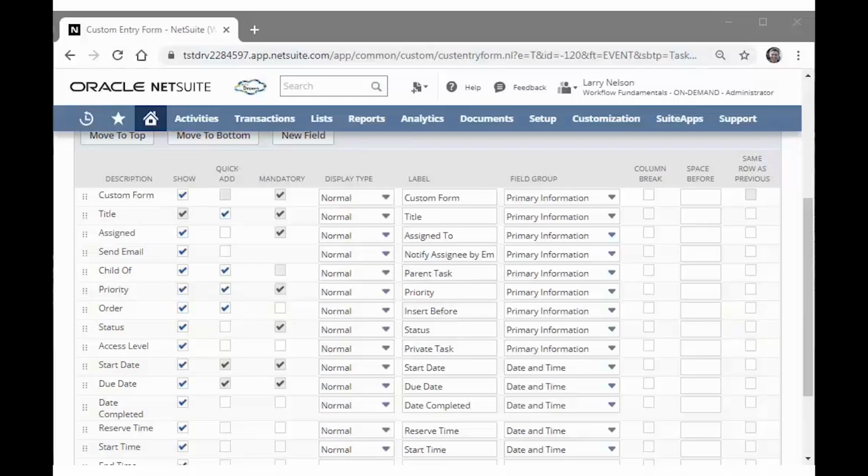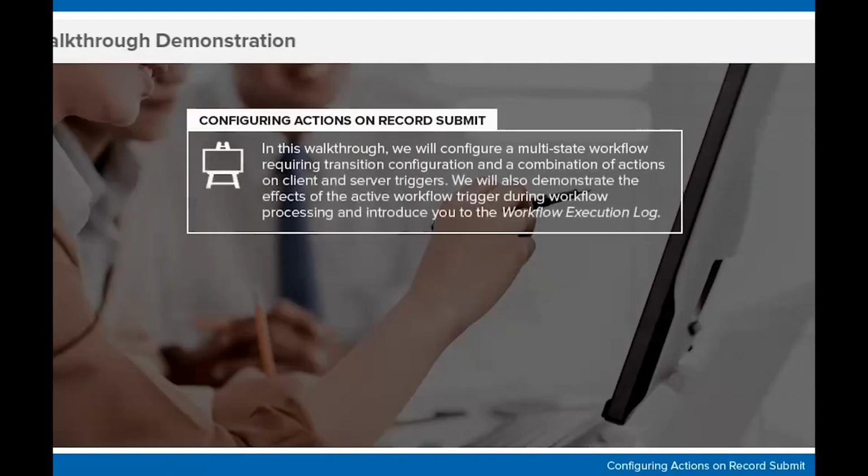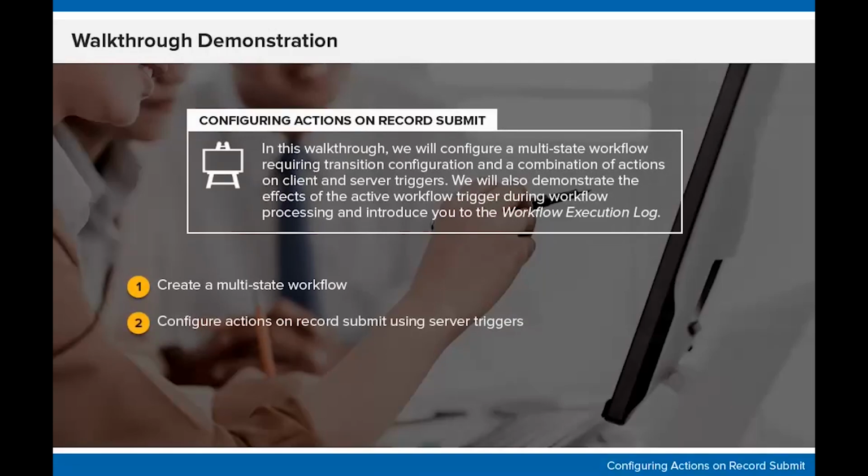action configuration. In this walkthrough, we will configure a multi-state workflow requiring transition configuration and a combination of actions on client and server triggers using the NetSuite field IDs from the first walkthrough demonstration. We will also demonstrate the effects of the active workflow trigger during workflow processing and introduce you to the workflow execution log.